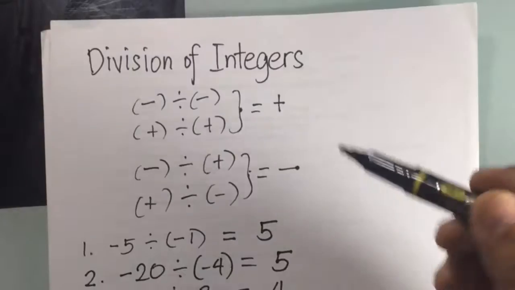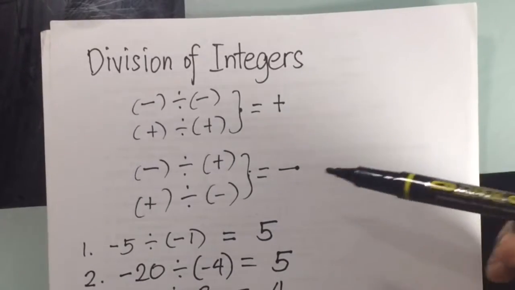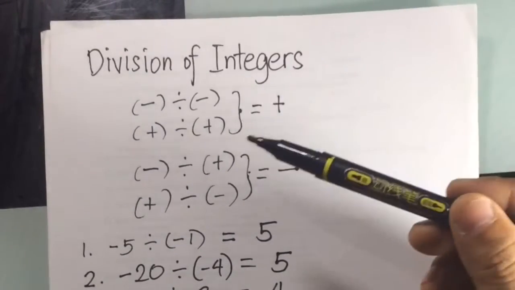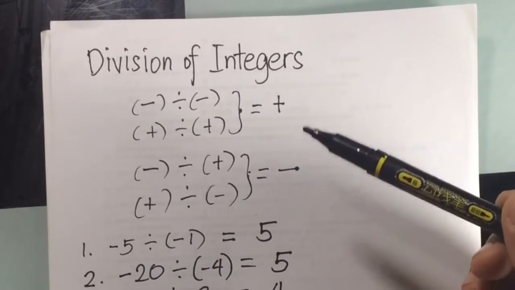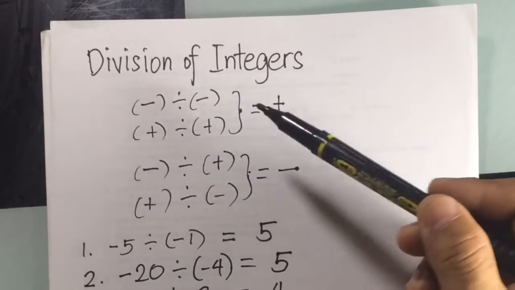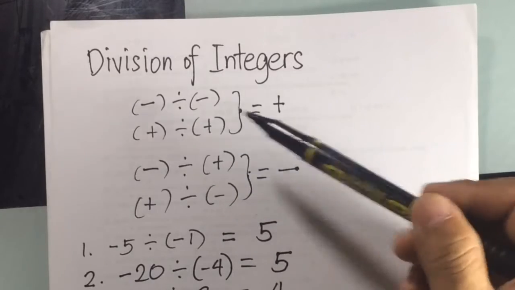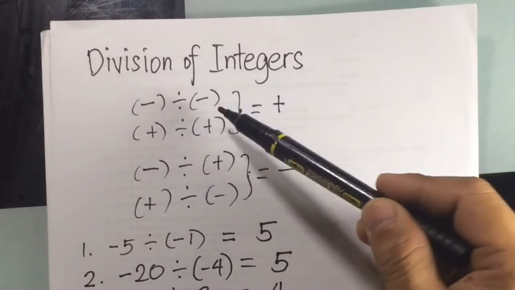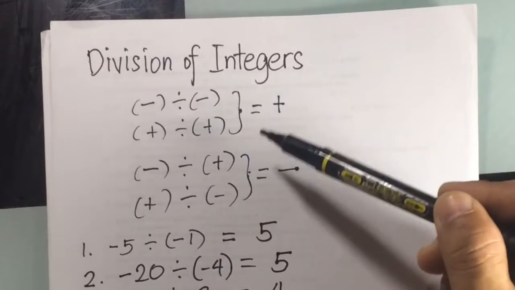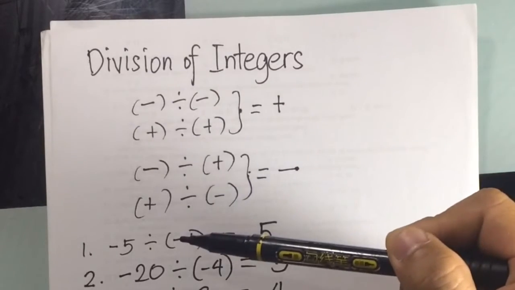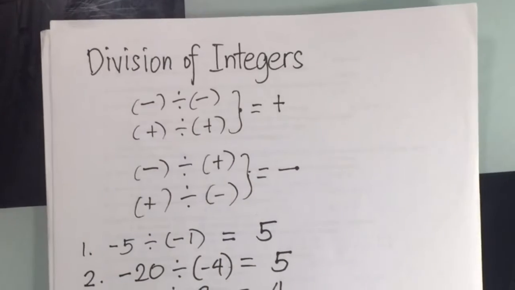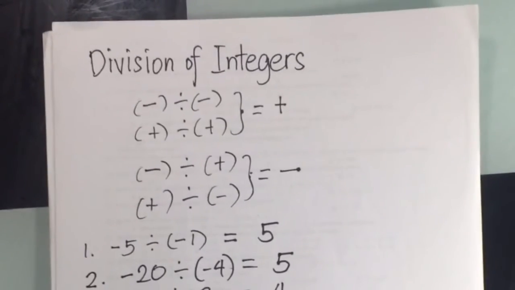Again, let's recap. If we're going to divide integers, we're going to follow the same rules as in multiplying integers. If you're going to divide like signs, negative divided by negative and positive divided by positive, the result is positive. And if you're going to divide unlike signs, the result is negative.